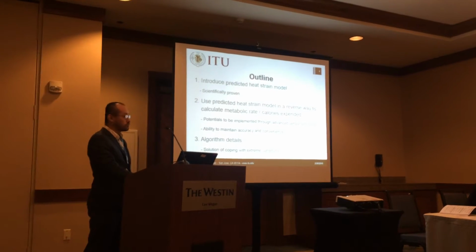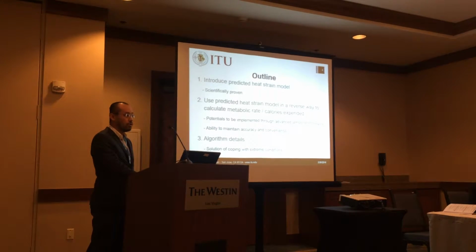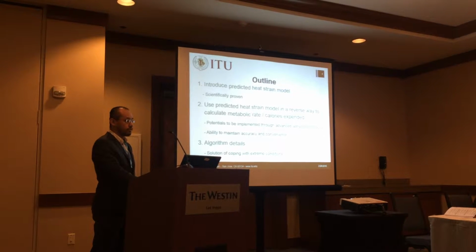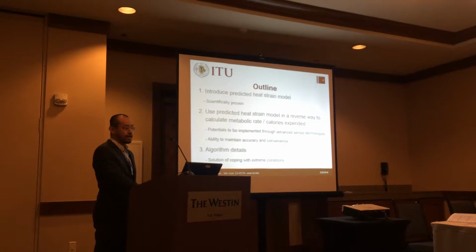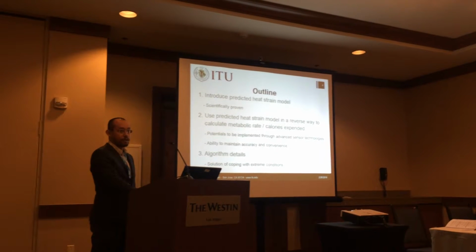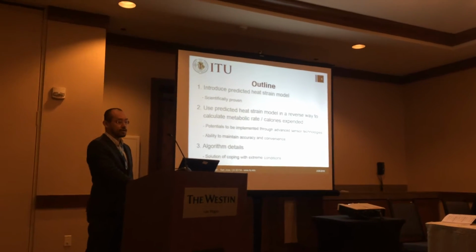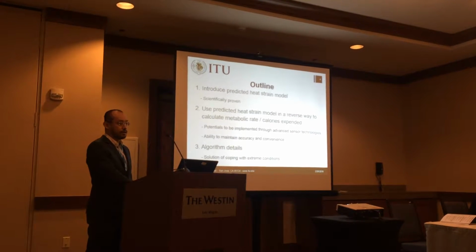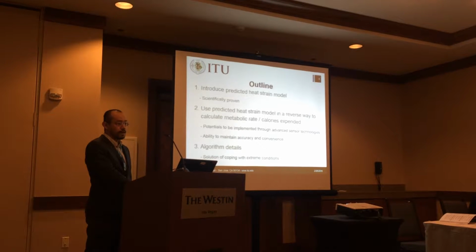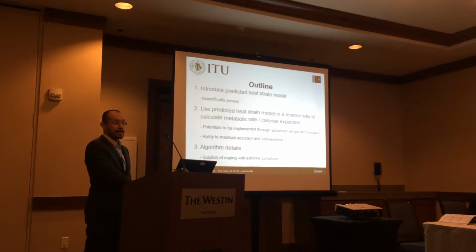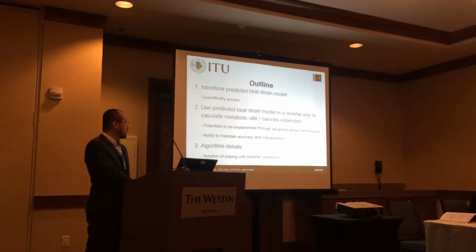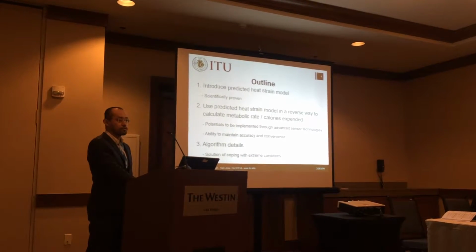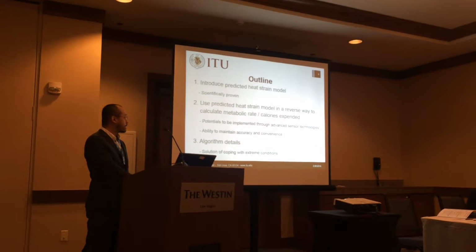So today, first, we are going to introduce the predicted heat strain model, which has been scientifically proven accurate. And then we are going to introduce the algorithm to use the predicted heat strain model in a reverse way to calculate metabolic rate, which can also be used to calculate the calories expended. This new algorithm has the potential to be implemented through advanced sensor technologies, and it also has the ability to maintain accuracy and convenience at the same time. We are also going to present some of the details of this algorithm. We are going to focus on how we can cope with extreme conditions.